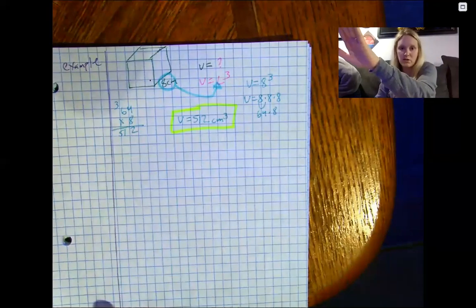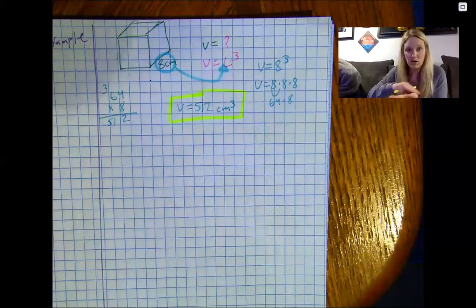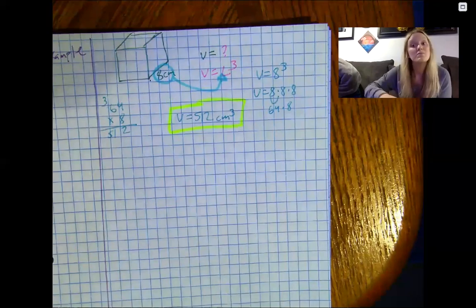I took the length times itself 3 times because it's the area of the base, length times width, times the height, which is also length. So length times length times length.